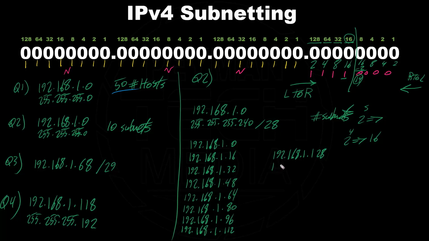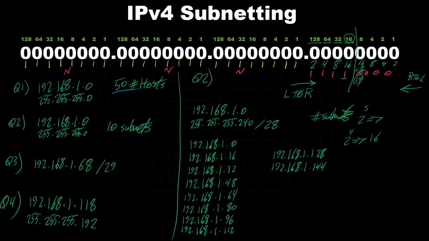Let's write down 192.168.1.128 plus 16, 144. That's it. These are our 10 subnets, including the 0 network. So if we need more subnets, we can continue incrementing by 16. But of course, we know this will give us up to 16 subnets. When we get to 256, that's where the invalid IP address begins.